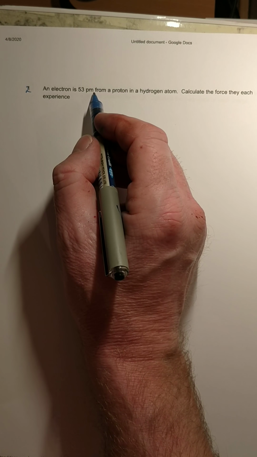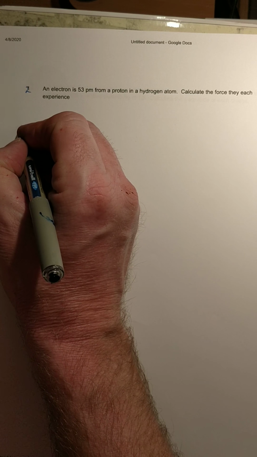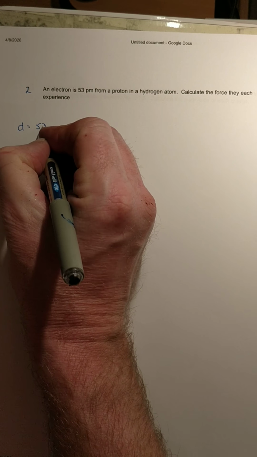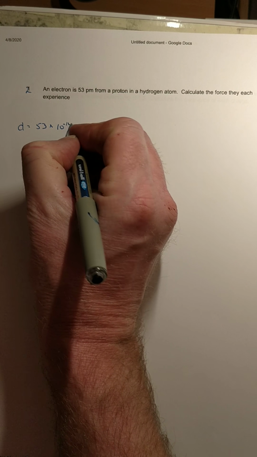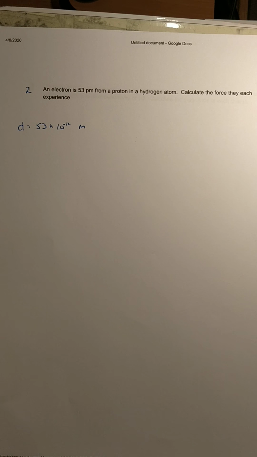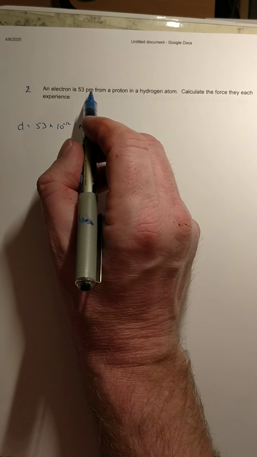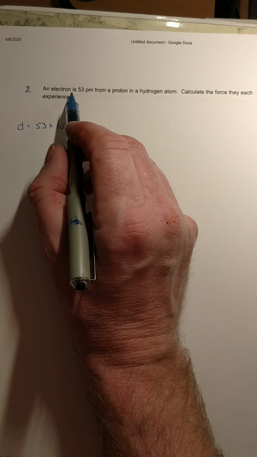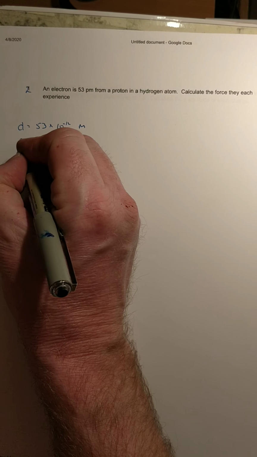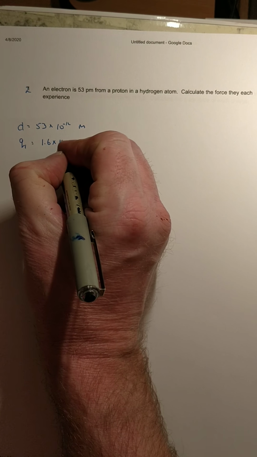Right, so let's look at it. Electron is 53 picometers. Now we don't know what pico is, but we go to page 45 and we've just looked at it. So our distance now is 53 by 10 to the minus 12 meters. Now note, much closer, a million times closer effectively than question 1, so we expect a larger force. Now it's from a proton, an electron to a proton. So the charge of Q1 is the charge of the electron, which is 1.6 by 10 to the minus 19.